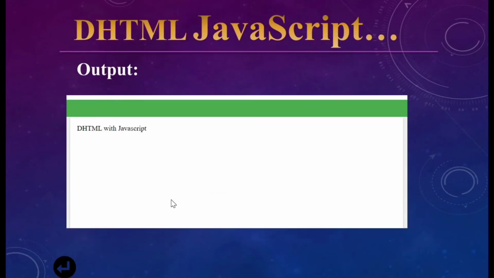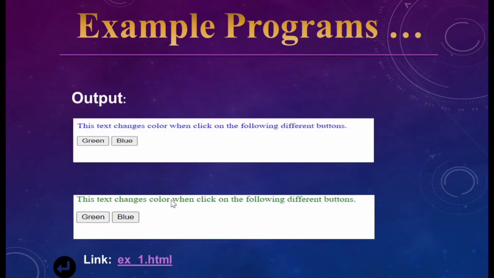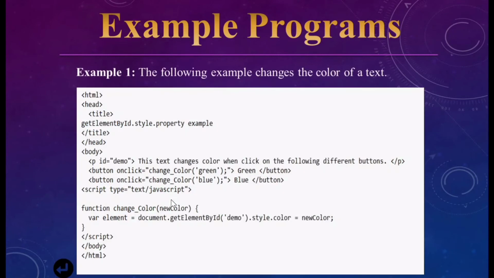Next, we can see some examples of JavaScript with dynamic HTML. The first program changes the color of the text when we click on a button. There are two buttons, green and blue, as we can see in the output screen, and the text "This text changes color" changes when they click on the different buttons. When we click on the green button, the text will change to green, and when we click on the blue button, the text will change to blue.